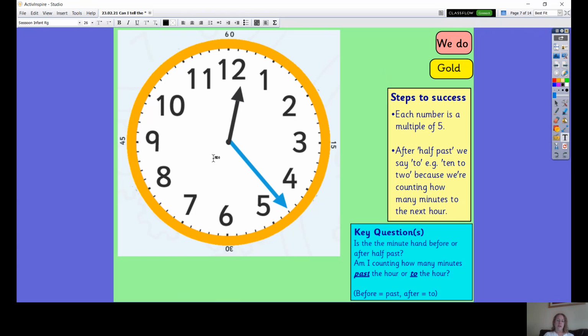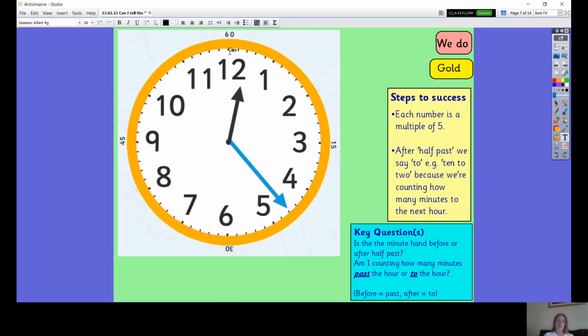Okay, so having a look at the positioning of these hands, first of all, get my bearings a little bit. I can see that the minute hand is on the past side of the clock, so it's going to be past something. So when I look at my hour hand, I want to see which number this hour hand has gone past, not which one it is coming up to. So it's gone past the 12 last, so it's something past 12.